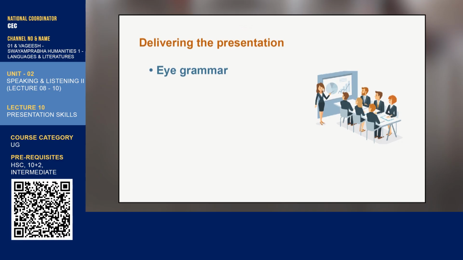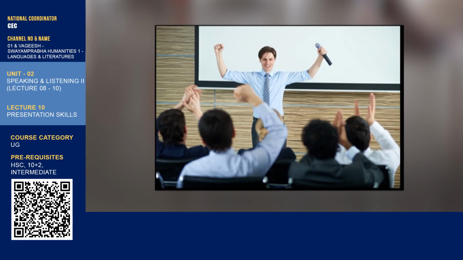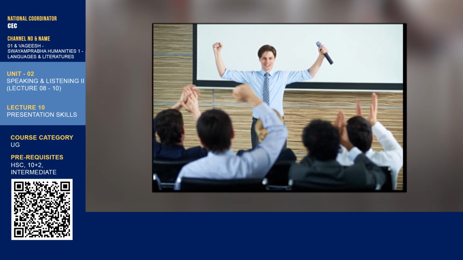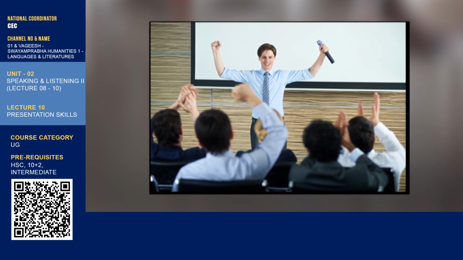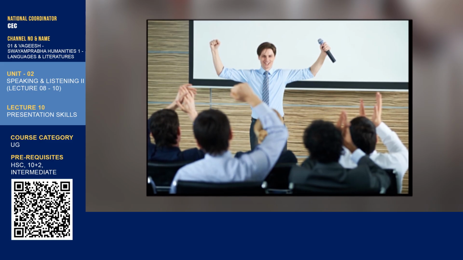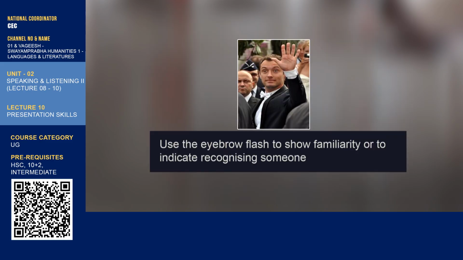Eye grammar. This is the set of rules that govern eye contact. Maintain complete eye contact with your audience. It helps you build rapport with your audience. Use the eyebrow flash to show familiarity or to indicate recognizing someone. An eyebrow flash typically involves the raising of both eyebrows quickly before lowering them again to a comfortable position. This is an indication of familiarity.